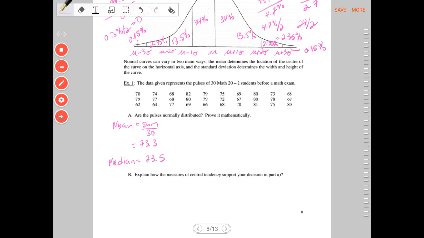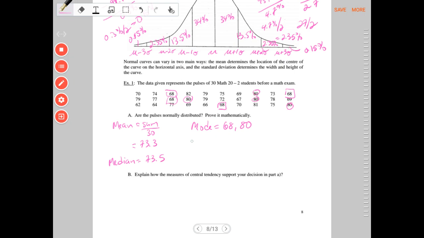The last thing we have to do then is show that the mode is pretty close to those. When I organized them from smallest to largest, I found that 80 appears 4 times, but so does 68: 1, 2, 3, and 4. So the mode is both 68 and 80, neither of which are 73-ish.